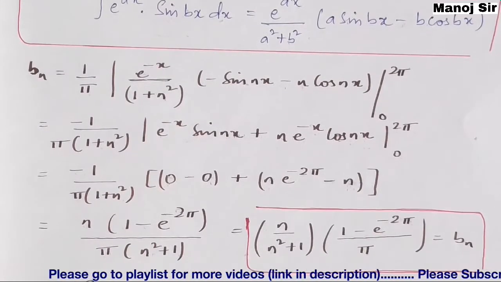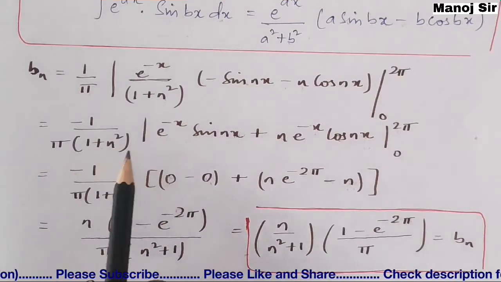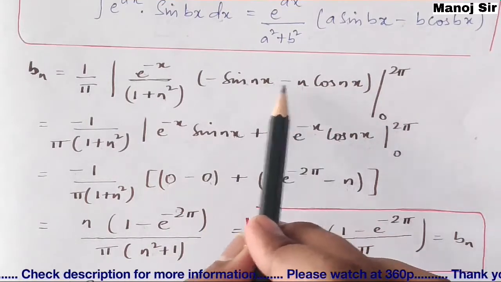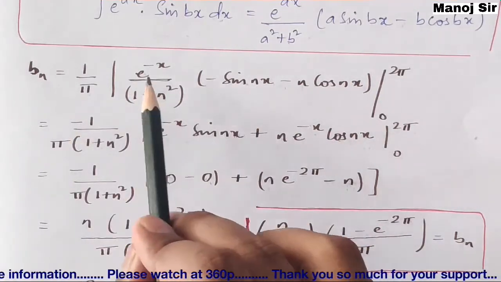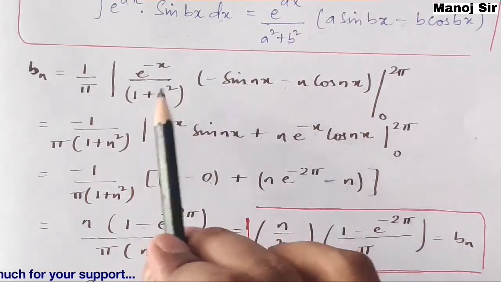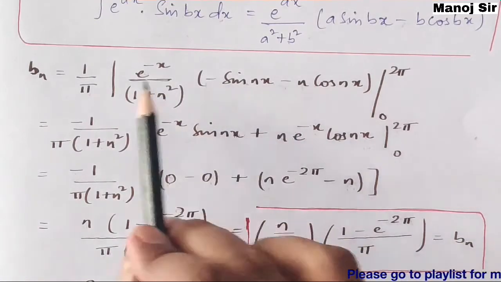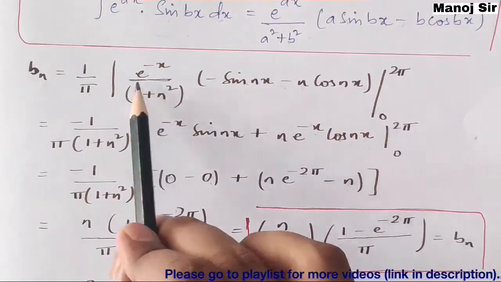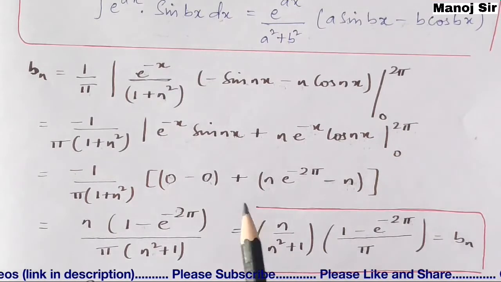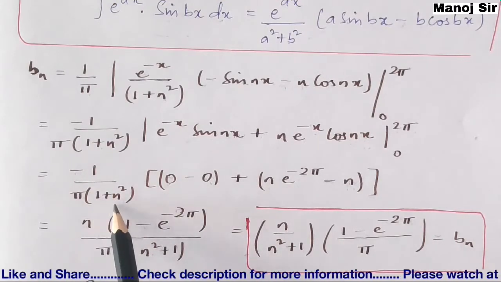Now we will solve. We can take this out of this bracket, that is 1 upon pi into 1 plus n square. Here this term is negative, this term is also negative, so taking negative common, we have minus 1. So simply multiply e to the power minus x into this, and this. So this is going to be e to the power minus x into sin nx. This will be positive because we have already taken negative common, so this is going to be n into e to the power minus x into cos nx. Limit goes from 0 to 2 pi. Now this part is as it is, that is minus 1 upon pi into 1 plus n square.